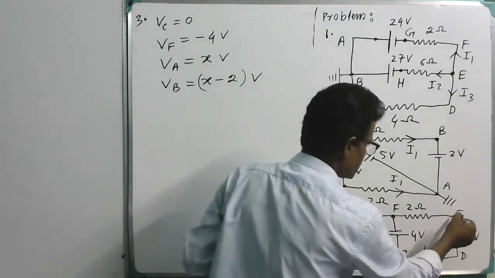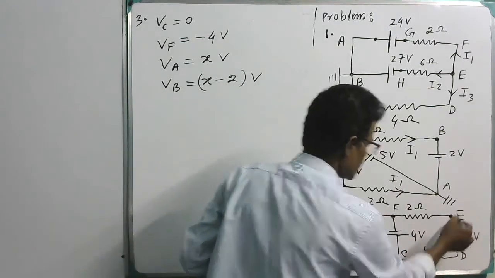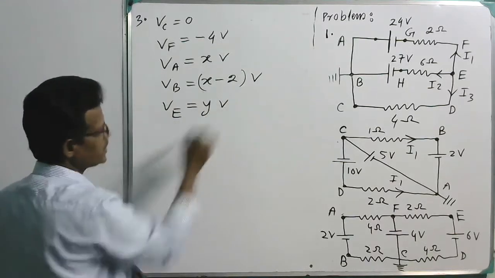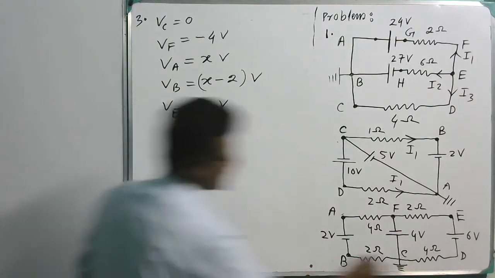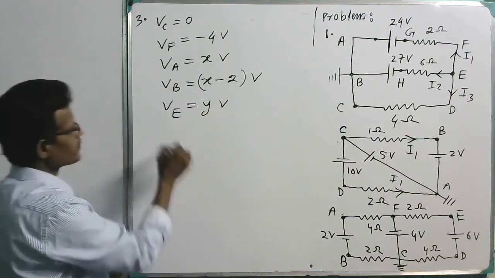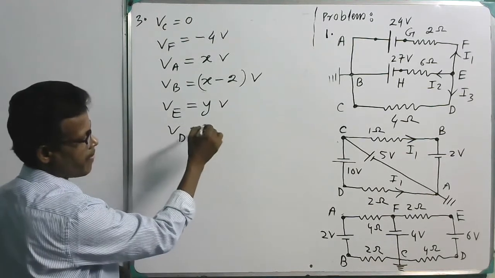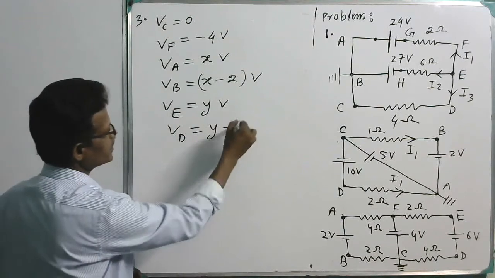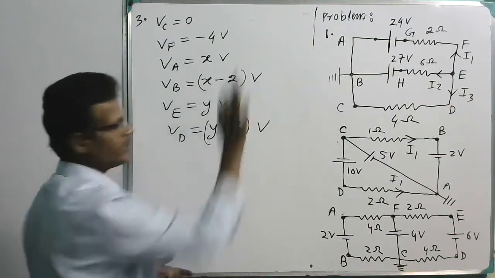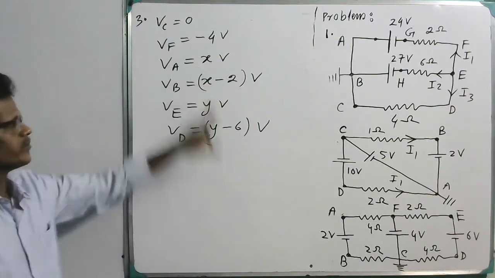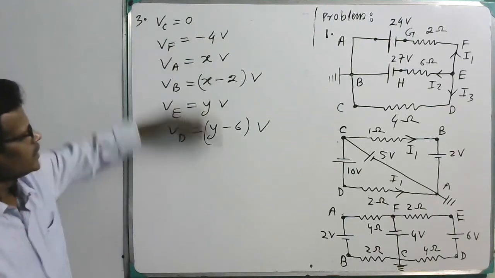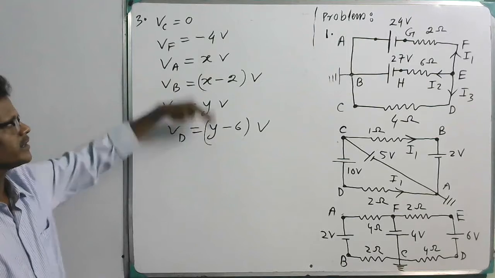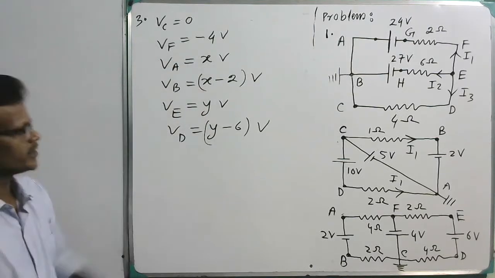Again, you need to consider another unknown over here. Suppose Ve equal to Y volts, then Vd will be Y minus 6 volts. So there are two unknown variables, X and Y. This part of the job is a lengthy process, a tough process.